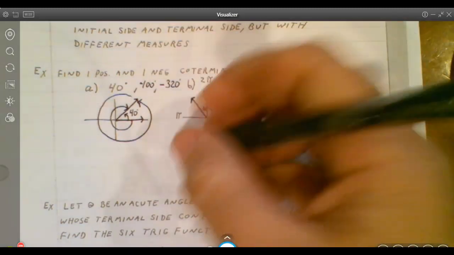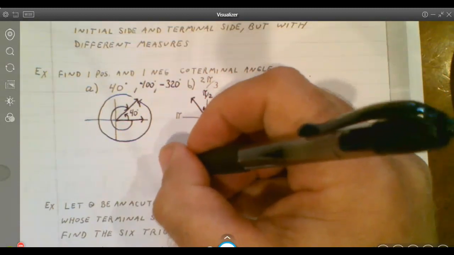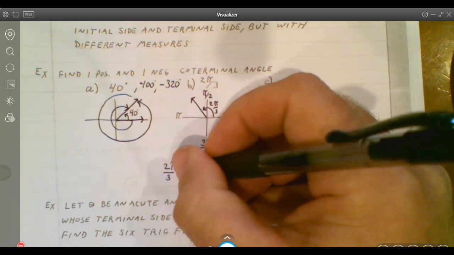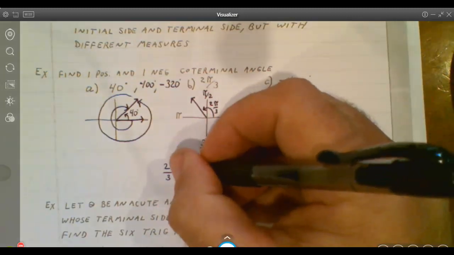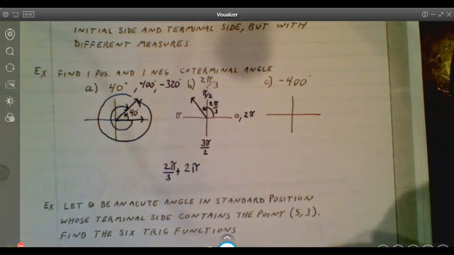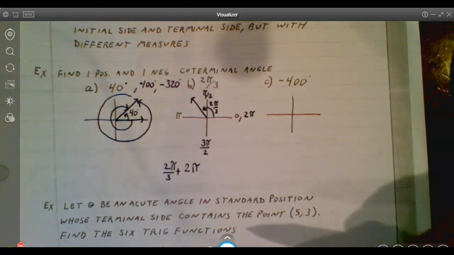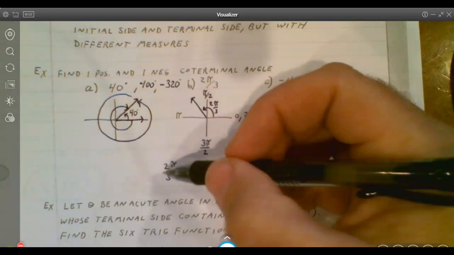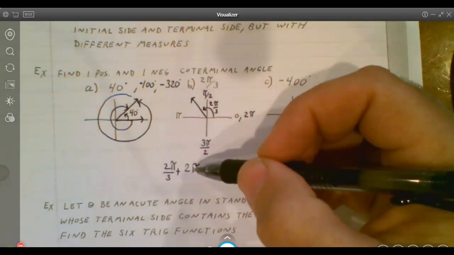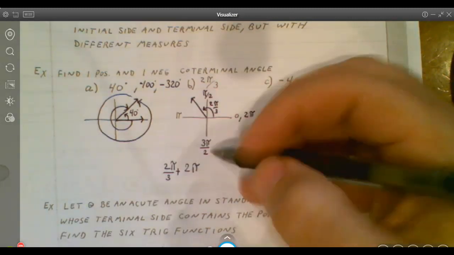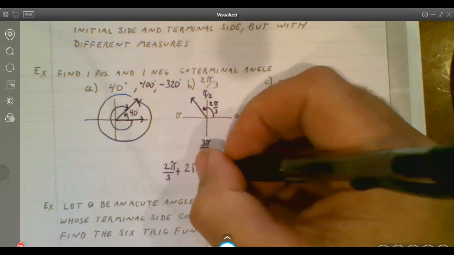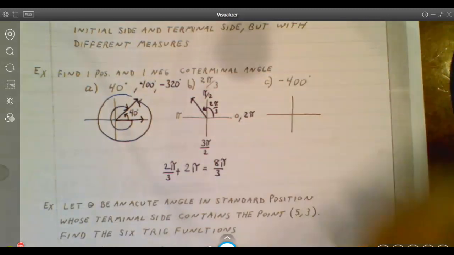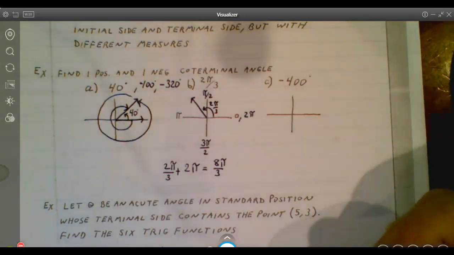So if I have my 2 pi over 3, if I add 2 pi to this, so that would be like adding 6 pi over 3, if you want to think in terms of common denominators. So if I did this plus 6 pi over 3, I'm now going to be looking at 8 pi over 3. And that gives me my positive coterminal angle.